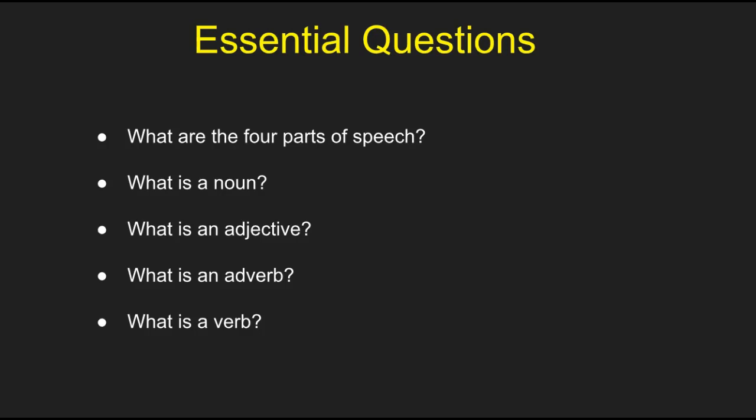The essential questions we picked out that we want the kids to be able to answer by the end of the lesson would be: what are the four parts of speech, like the main four parts? What is a noun? What is an adjective? What is an adverb? And what is a verb?